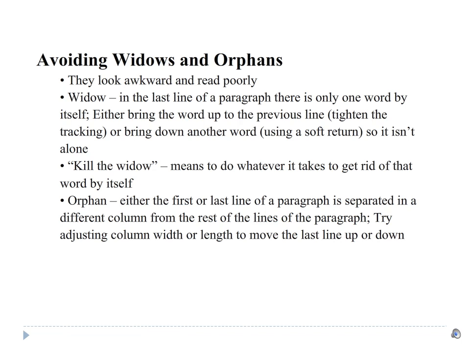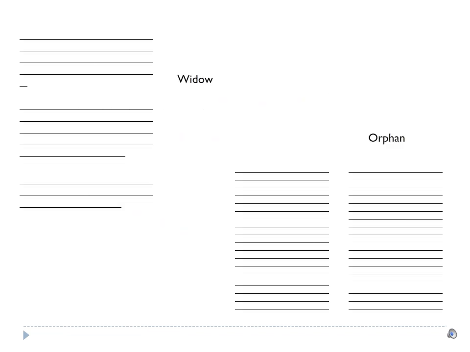With an orphan, either the first or last line of a paragraph is separated in a different column from the rest of the lines of the paragraph. Try adjusting column width or length to move the last line up or down. Here is a visual example of both a widow and an orphan.